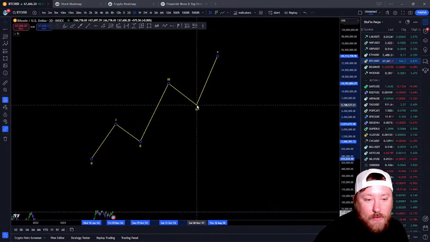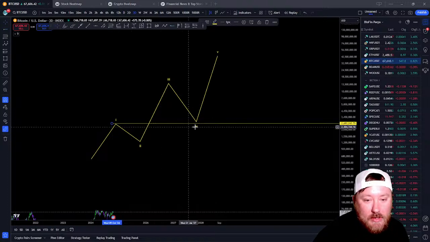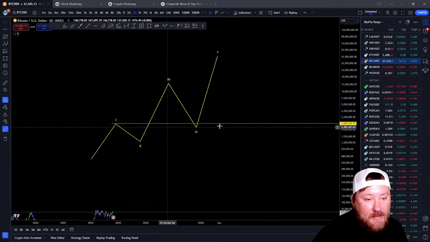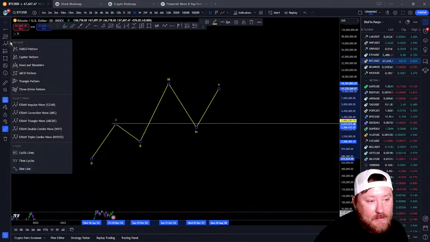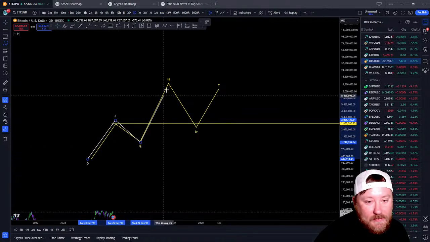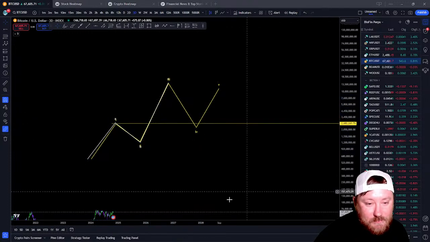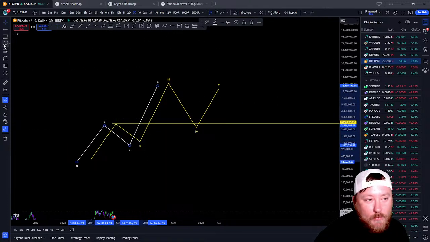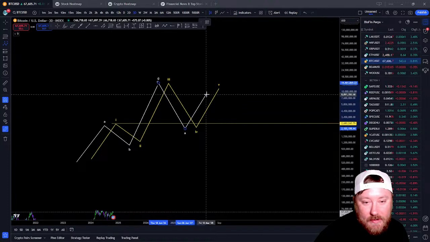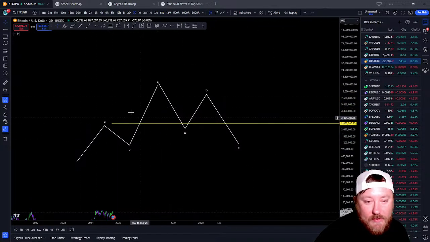All right, so wave 4, so 1, 2, 3, 4, cannot cross into the territory of wave 1. That invalidates this structure. If you cross into this, then you're likely not going to get that wave 5, and instead this is nothing more than an ABC correction. If it crosses into the territory of wave 1, then it's likely just an ABC correction and we have more downside, and this is likely just another ABC like this.